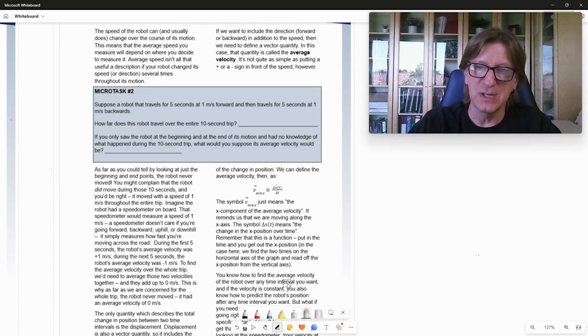So it goes 5 seconds forward, 5 seconds back. Pause the video, think about it, write down your answer. Make sure you're actually pausing the video, otherwise this is not going to help you.